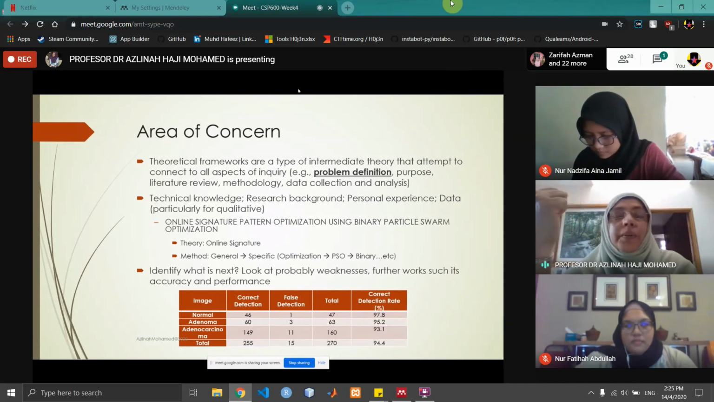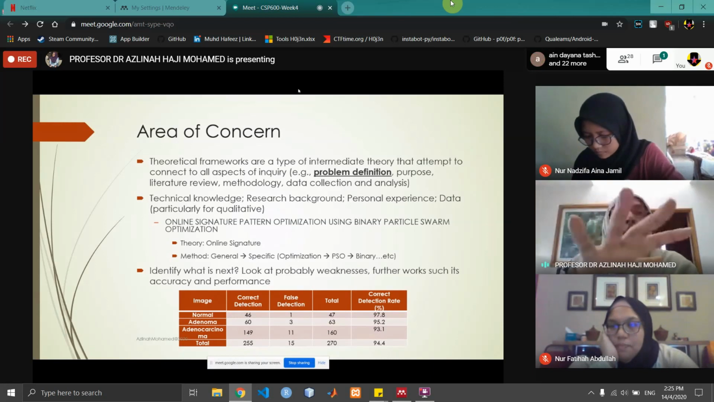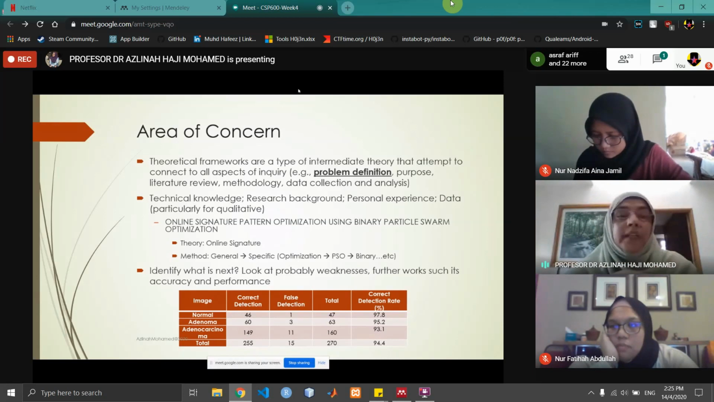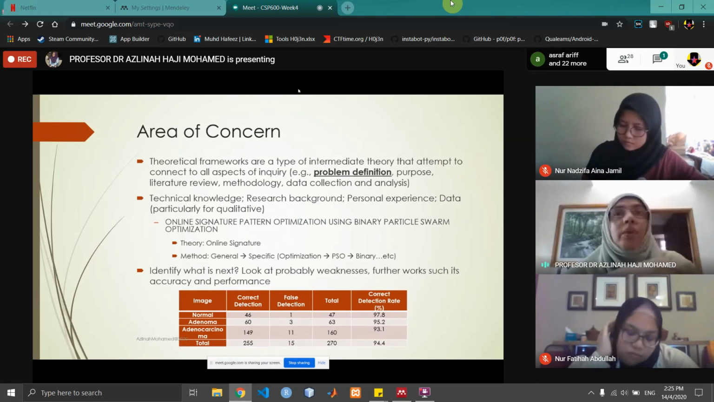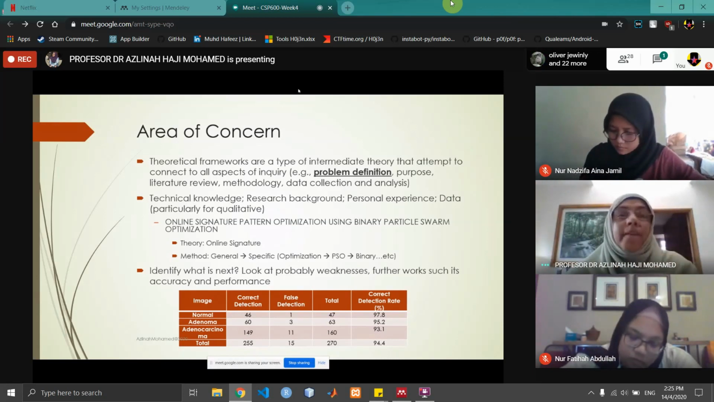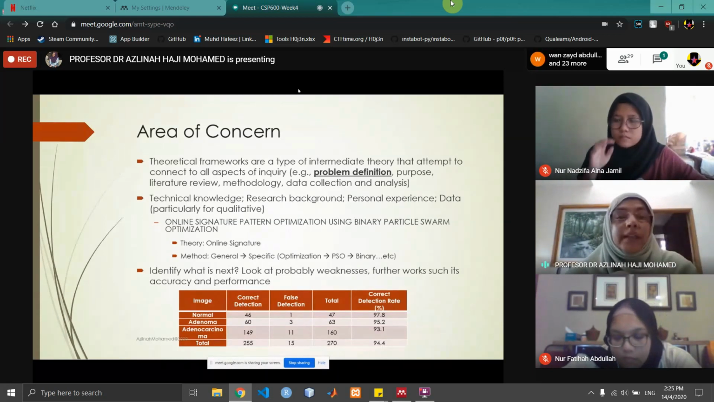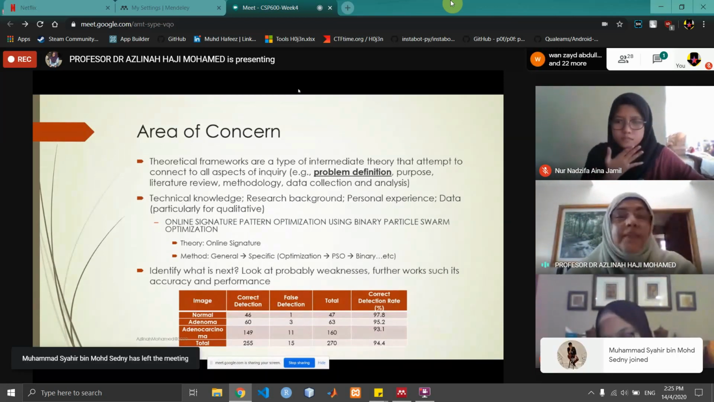It can also represent the research background, the personal experience, and also data, because all of us are going to have to use data, right? You need to have data, in particular those who are using qualitative data. I think we have talked about qualitative and quantitative data. For example, I'll give you an example.